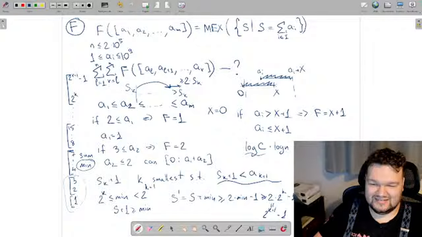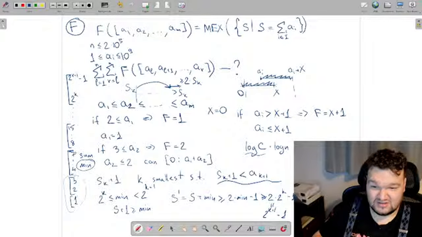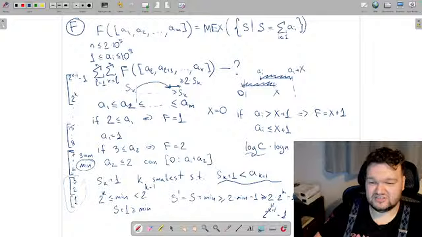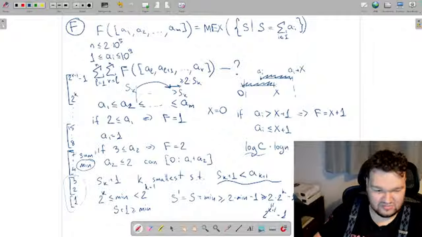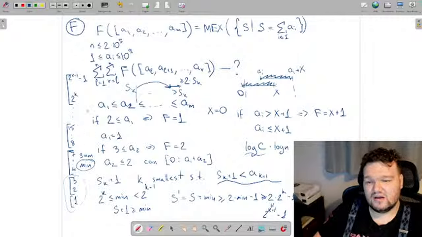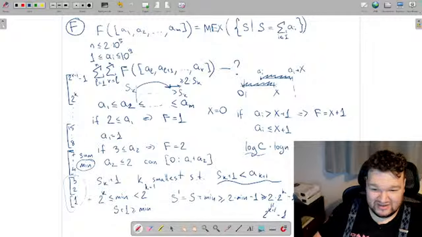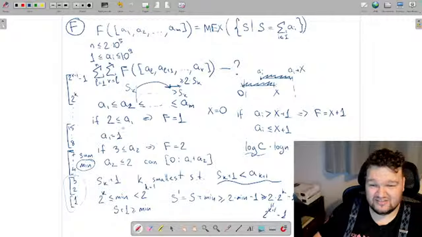So if we have the information about buckets, for each bucket, it might be empty, and if it is not empty, then we want to know the minimum and the sum in that bucket. Now we can emulate our algorithm for finding f actually in just logarithm.